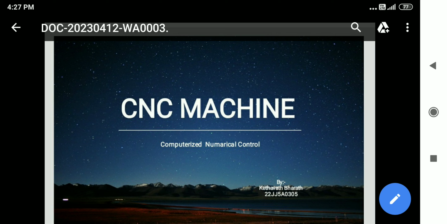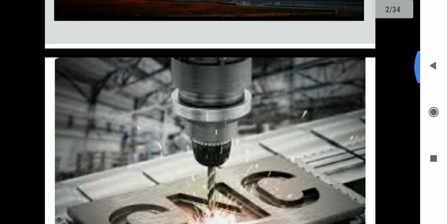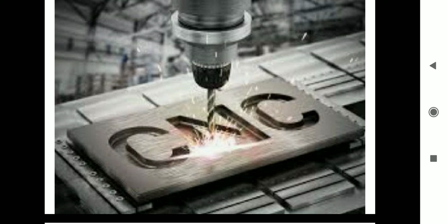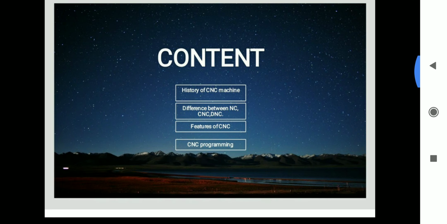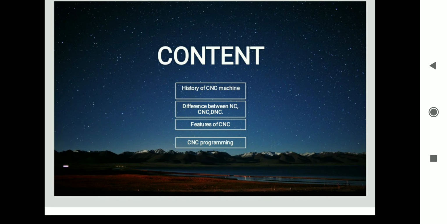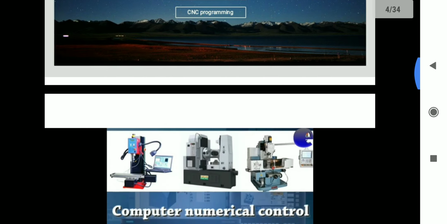Today's session we will discuss the CNC machine. CNC means computerized numerical control. We see this picture of how the CNC can work. By completion of this session, we need to learn the history of the CNC machine, the difference between NC, CNC, and DNC, the features of CNC, and last but not least, CNC programming.